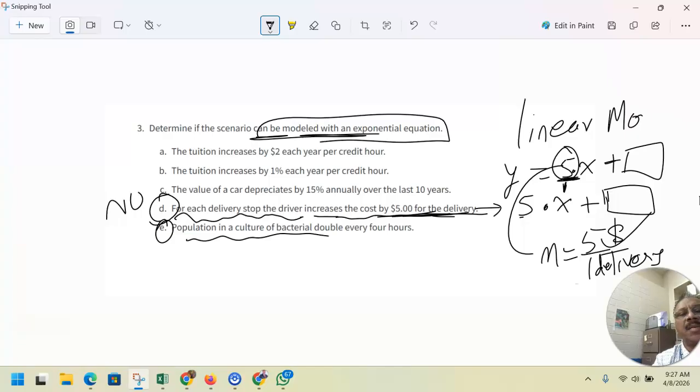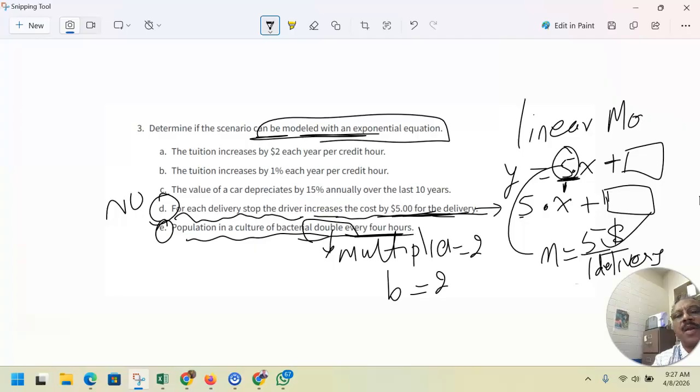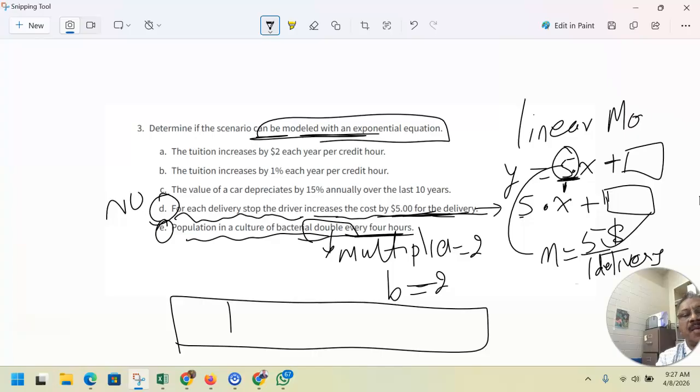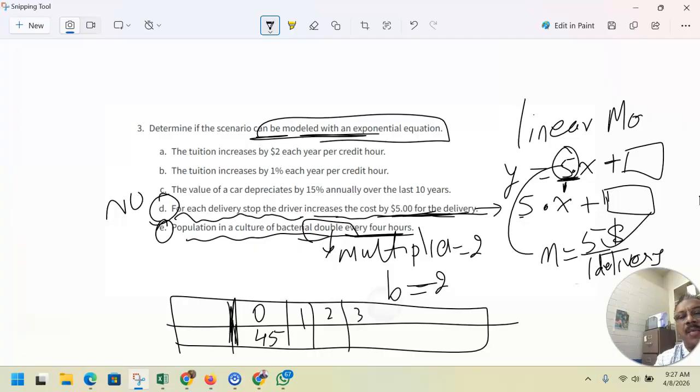The last one, the population in the culture of bacteria doubles. So now what does doubles mean? The multiplier here is already given to you, 2. So your B is 2. And for every 4 hours it doubles. So you have to be very careful here. Suppose in the beginning the bacteria, let's say there were 45 bacteria.